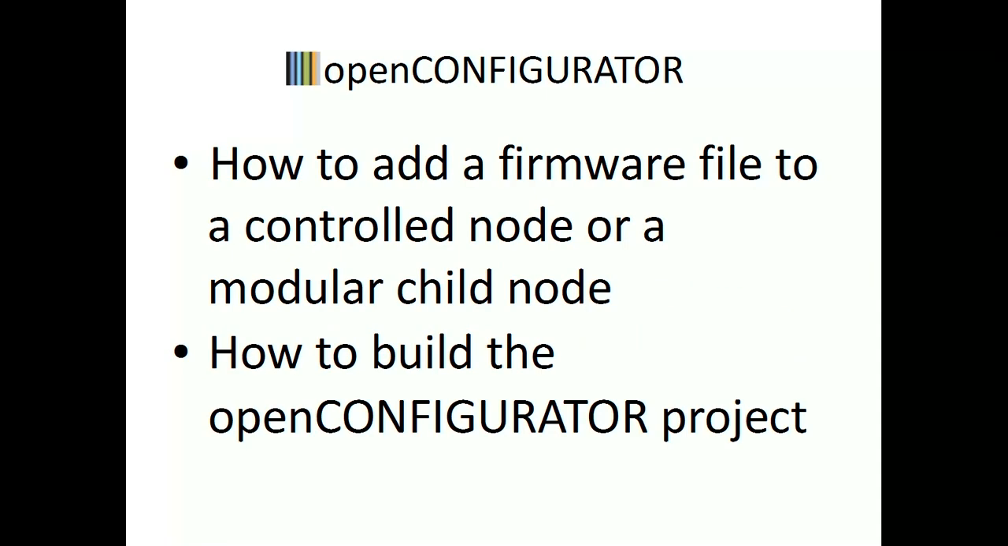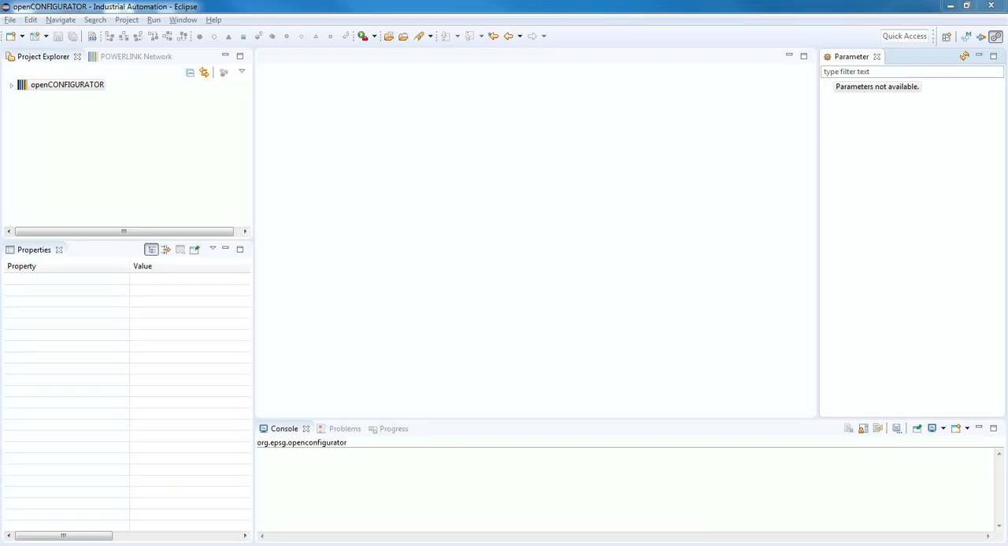In this tutorial, let us see the steps to add a firmware file to a control node or a modular child node. Devices may support a firmware upgrade in order to fix bugs or to provide additional features. Now, let us see the steps to add a firmware file to an openCONFIGURATOR project.